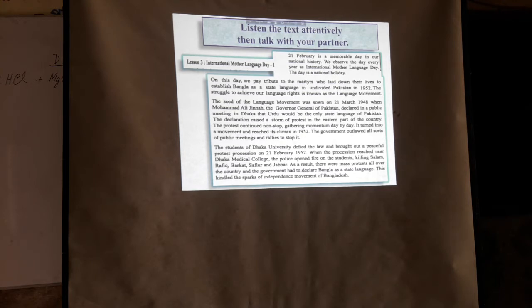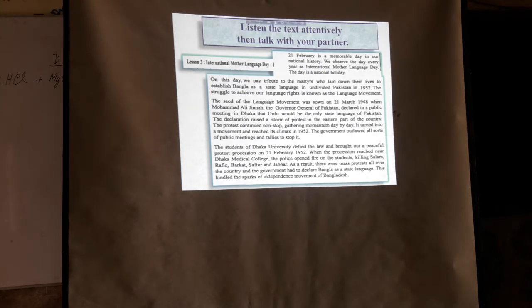At that time there were two divisions of Pakistan: East Pakistan and West Pakistan. West Pakistani people, especially Muhammad Ali Jinnah and the government, wanted to impose their Urdu on us as the state language. The declaration raised a storm of protest in the eastern part of the country. The protest continued non-stop, gathering momentum day by day. It grew into a movement and reached its climax in 1952. It started in 1948, but it reached its climax, that means the peak, in 1952.